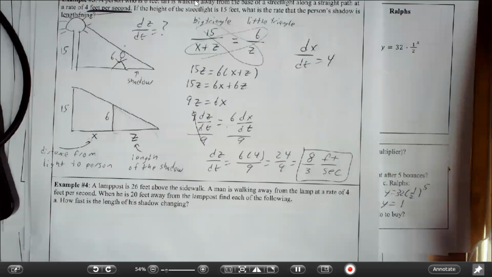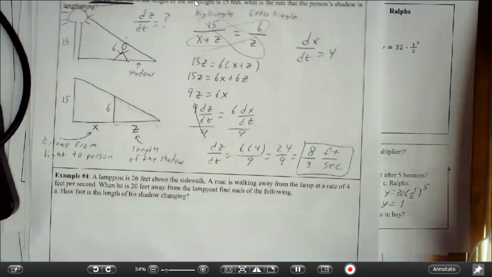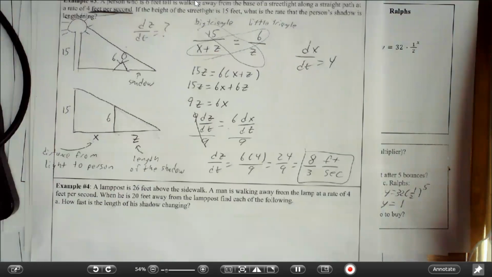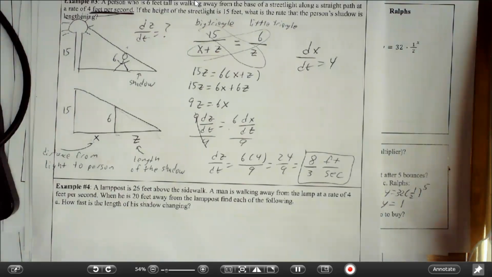Now, go ahead and try example 4, letter A, which is the same as example 3. And we'll actually do the FRQ on the back tomorrow. So don't worry. So everyone try example 4, letter A, please.